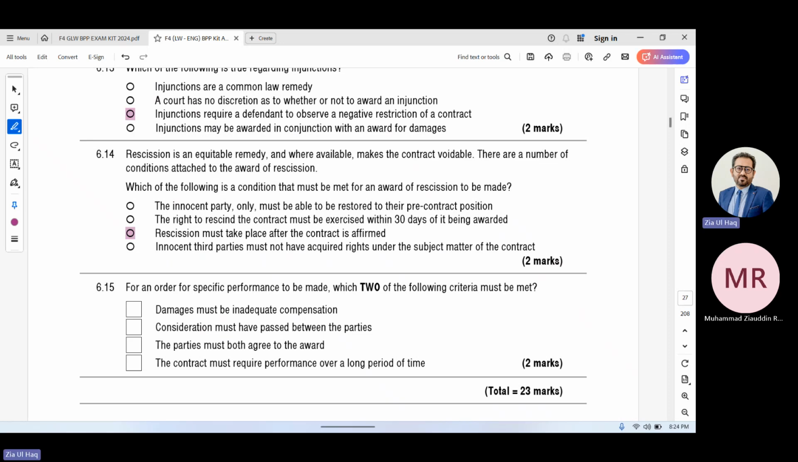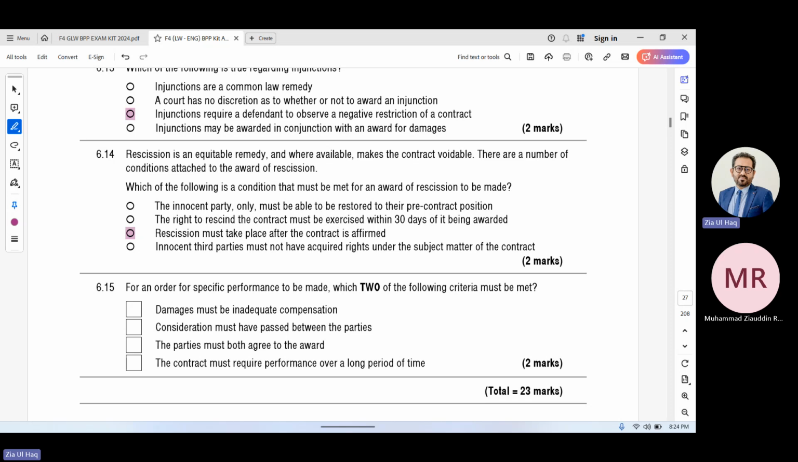And 6.15, for an order for specific performance to be made, which two of the following criteria must be met? Damages must be an inadequate compensation. Yeah, damages are not awarded. Consideration must have passed between the parties. Obviously, consideration will be there. The parties must both agree to the award. It is decided by the court. It is not necessary both should agree.